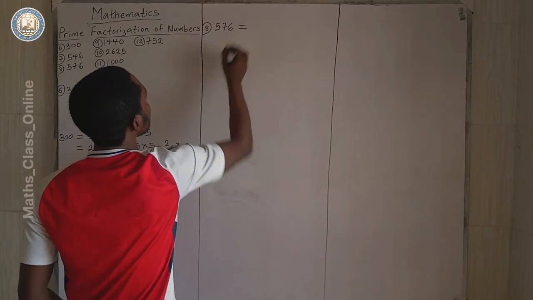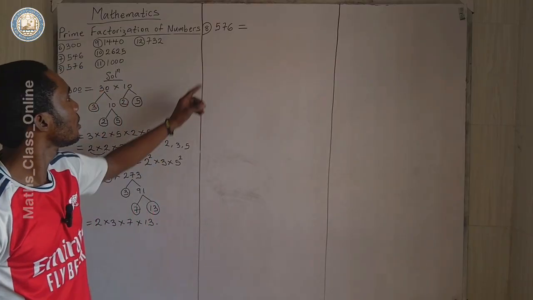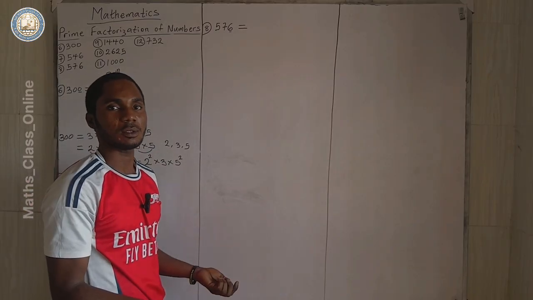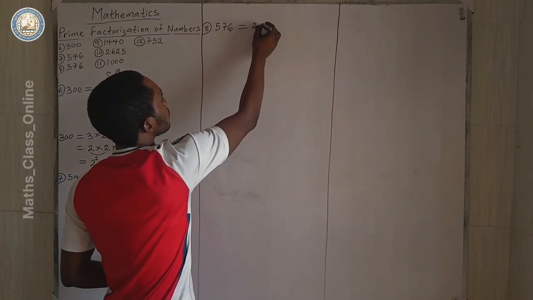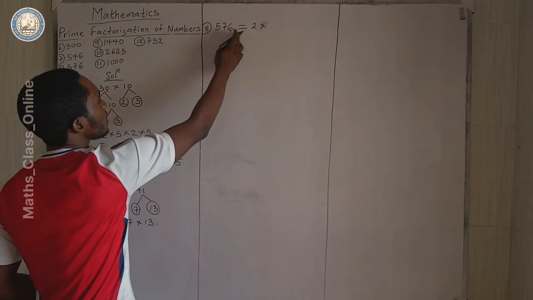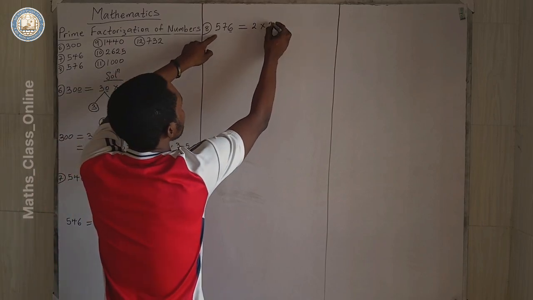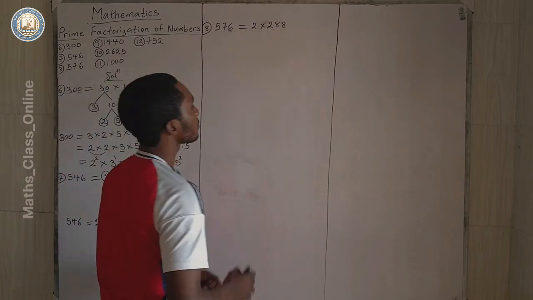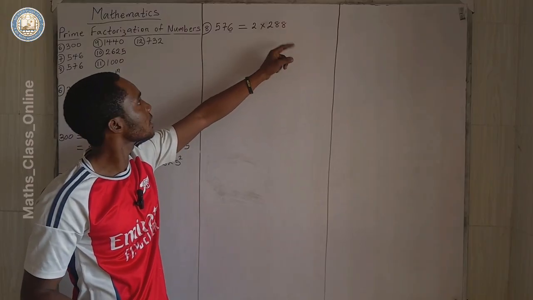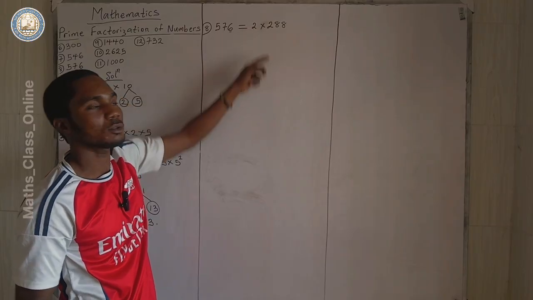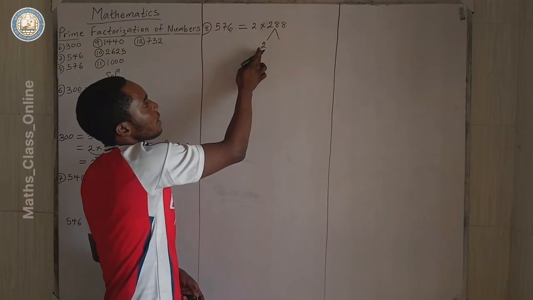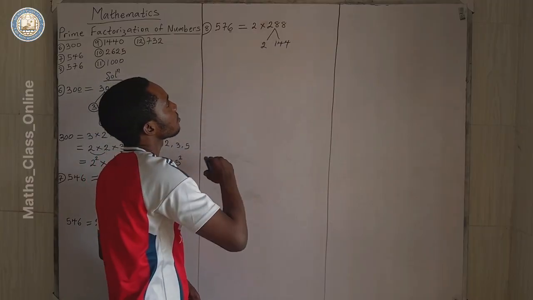576. This is also a bigger number. 576. The unit digit is what? 6. That means it is divisible by 2. 2 multiplied by 576 divided by 2, that is 288. The unit digit here is also what? It is an even number. That means that it is divisible by 2. 288 divided by 2, that is 144.